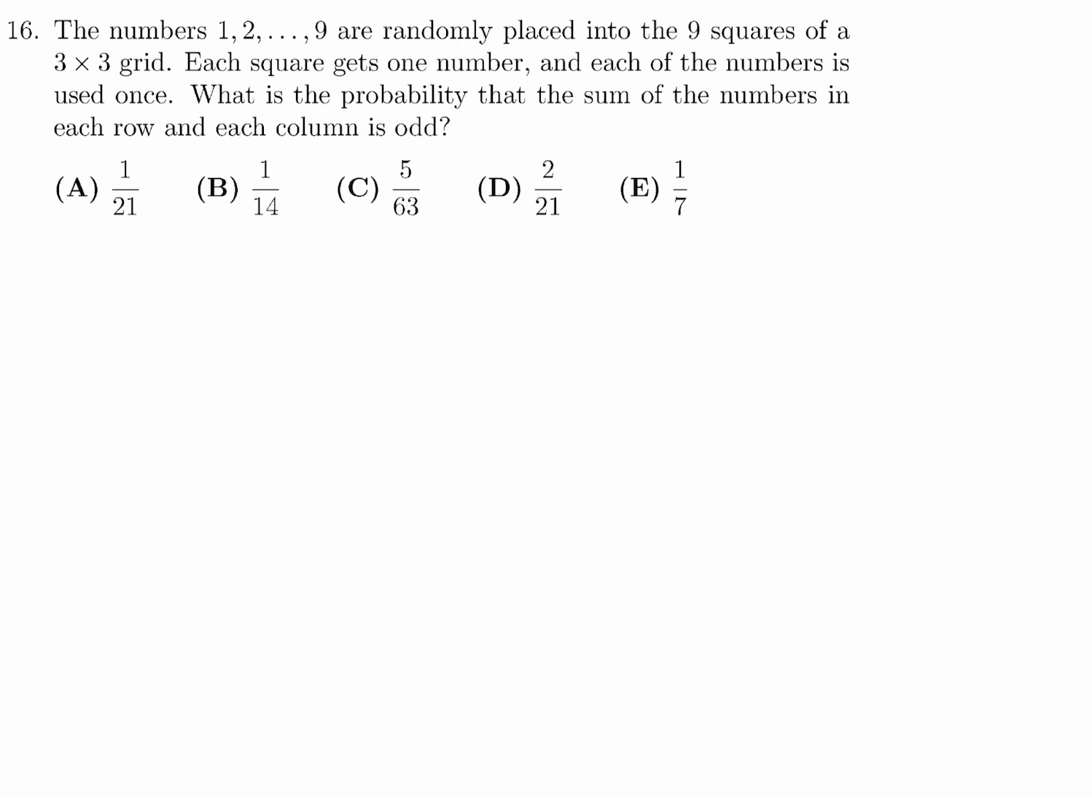The numbers 1, 2, until 9 are randomly placed into 9 squares of a 3 by 3 grid. Each square gets one number, and each of the numbers is used once. What is the probability that the sum of the numbers in each row and each column is odd?